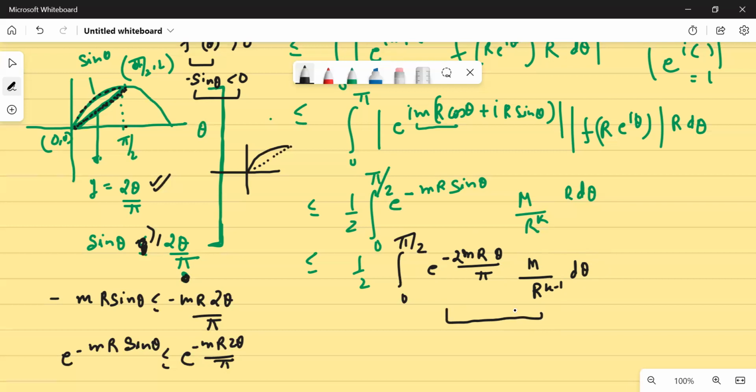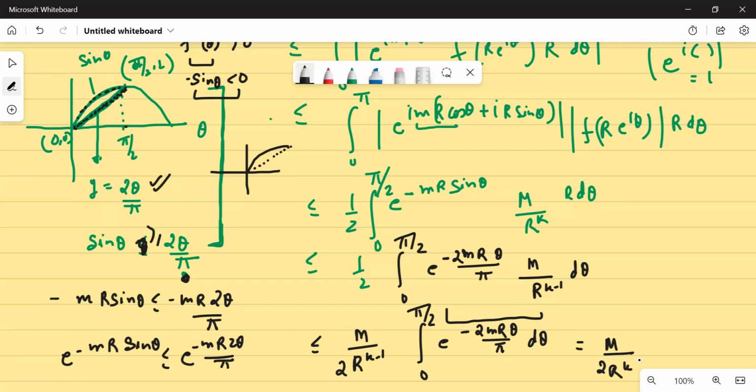Yes, sir. Okay. So if I write this entire thing in this fashion, let's say I just take this common out. M is a constant, R is a constant, I'm not bothered about it. And we have the integral from 0 to pi by 2 of e to the power minus 2 m r theta upon pi d theta. So this can be integrated, isn't it? This is like an exponential with minus alpha theta. So this will give you some constant here, 1 upon alpha. Here I'm writing alpha as this entire thing. And you are left with e to the power minus alpha. Is that so? Or some negative also?